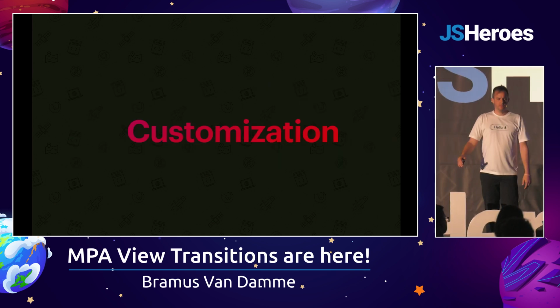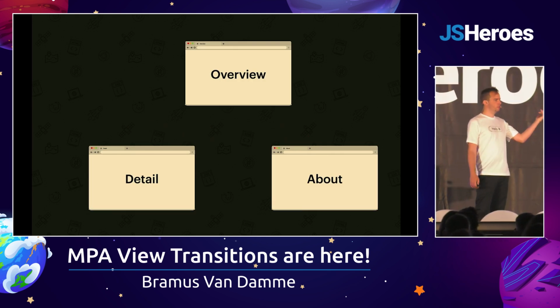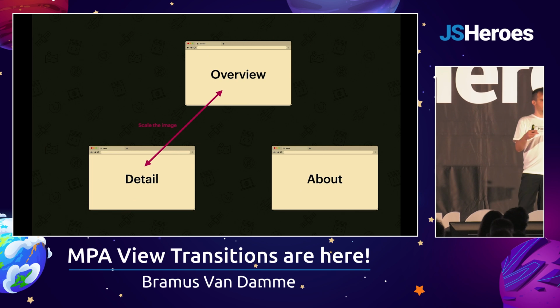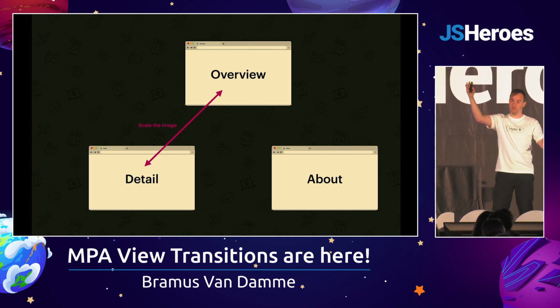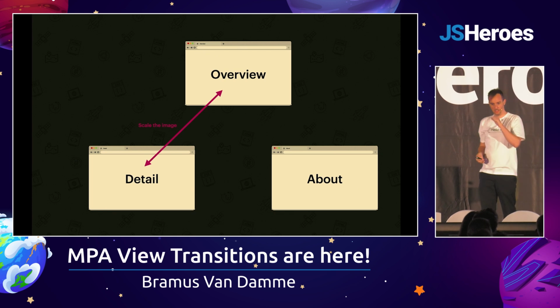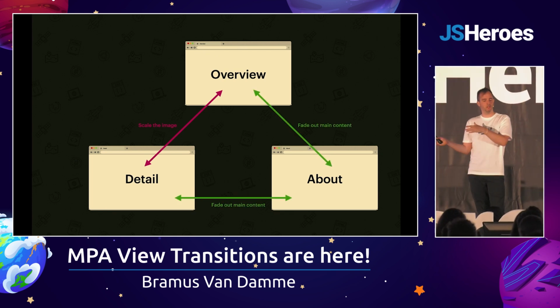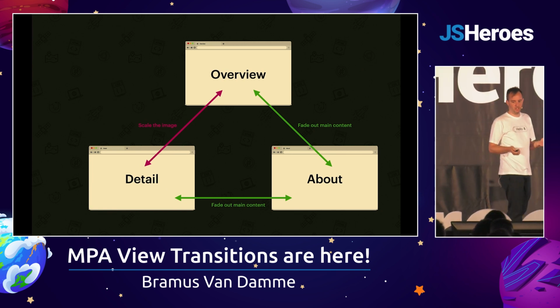If you're wondering about customization, because sometimes you do want it, right? If you're going from the overview page to the detail page, you might want to run one animation that says scale the image. If you clicked on the thumbnail, make the thumbnail bigger, and if you go back, shrink the thumbnail. But you maybe don't want that when going from overview to about or from detail to about. There you might just want to crossfade the main HTML and not all the other stuff.